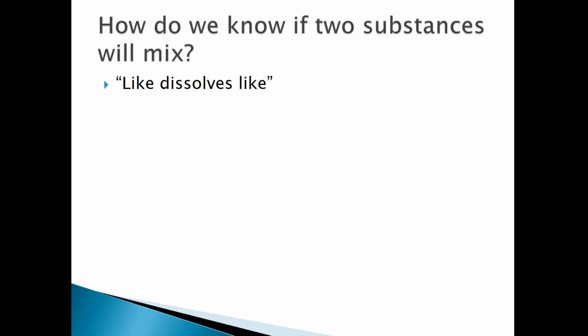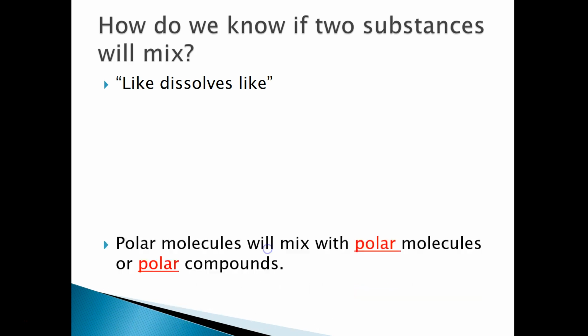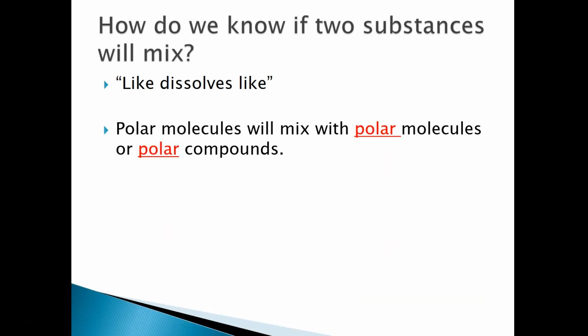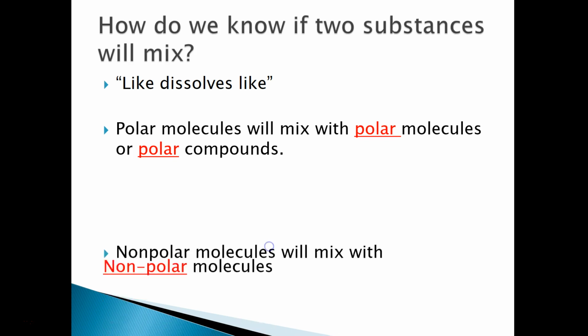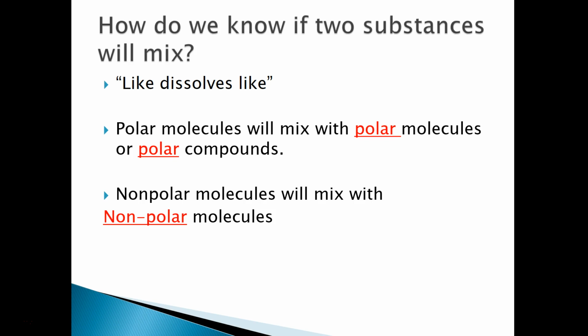All right, so how do we know if two substances will mix? Well, we all remember the rule like dissolves like. And that says that polar molecules will only mix or dissolve in polar molecules or polar compounds, and nonpolar molecules will only mix with nonpolar molecules. This is exactly why when we did Lab 2-3, when we mixed the hexane layer with the halide salt solutions, the hexane layer sat on top. It did not mix in because the two are not soluble in each other. It's also why oil and water don't mix.